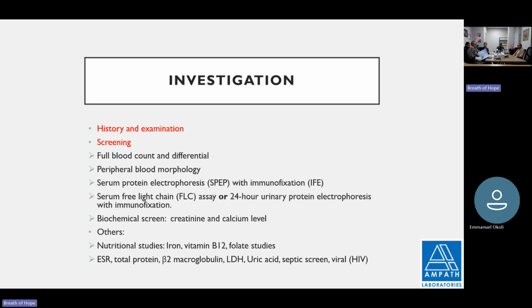So how do we investigate these patients? I'm just repeating myself, but it's going to be nice to get a history and examination and to screen. Do again what I mentioned: FBC, look at the morphology. Very important, do your SPEP and immunofixation, do a serum free light chain ratio, and monitor the creatinine and calcium levels. Very important in these patients is also to exclude any nutritional deficiency, because remember, to fulfill the criteria of multiple myeloma, the anemia must be attributed to the plasma cell burden.